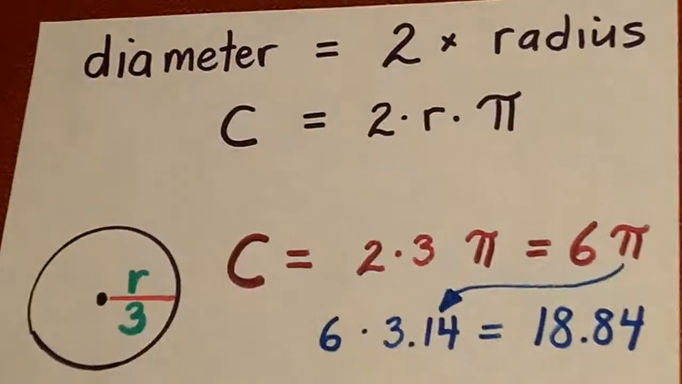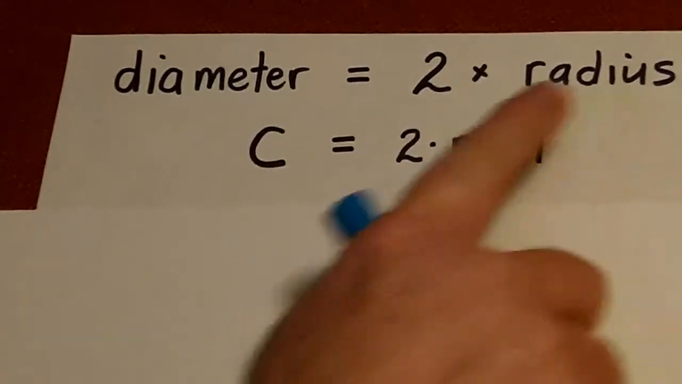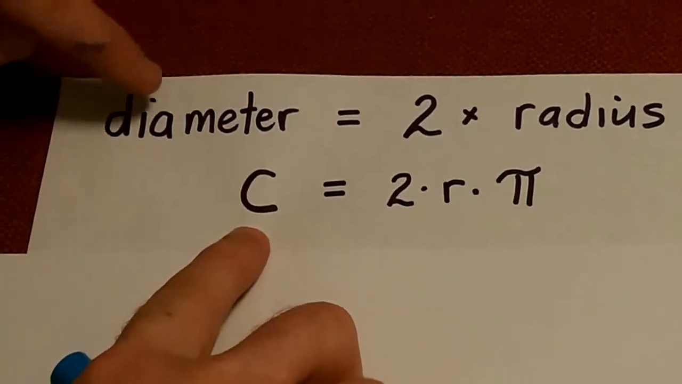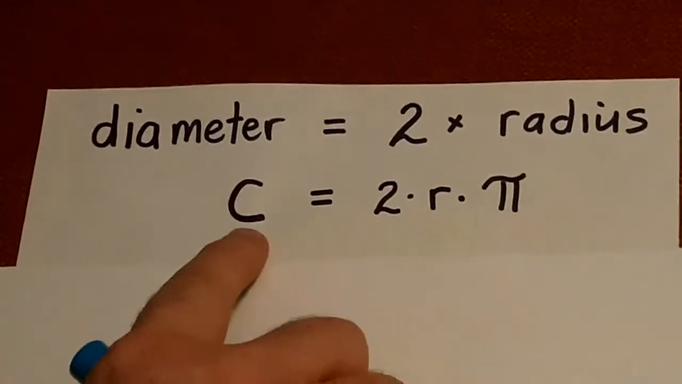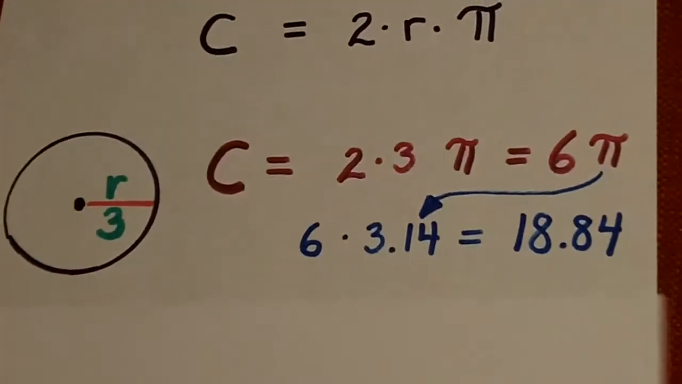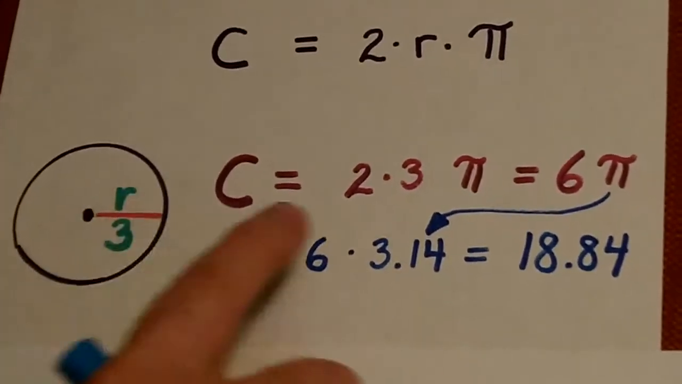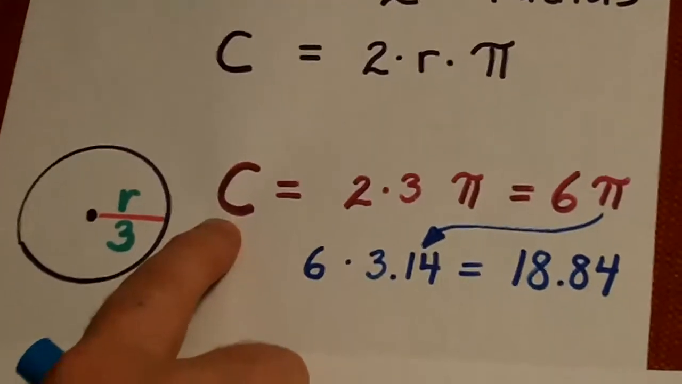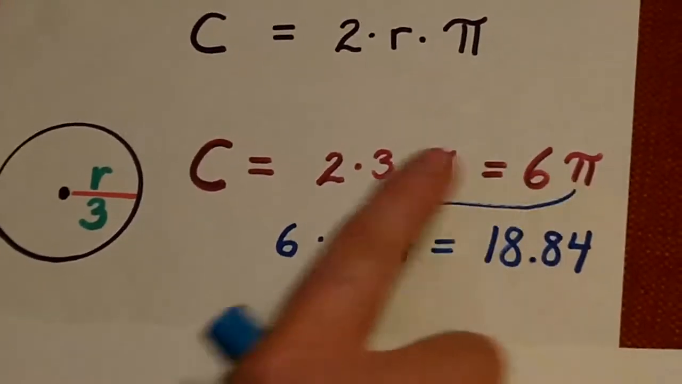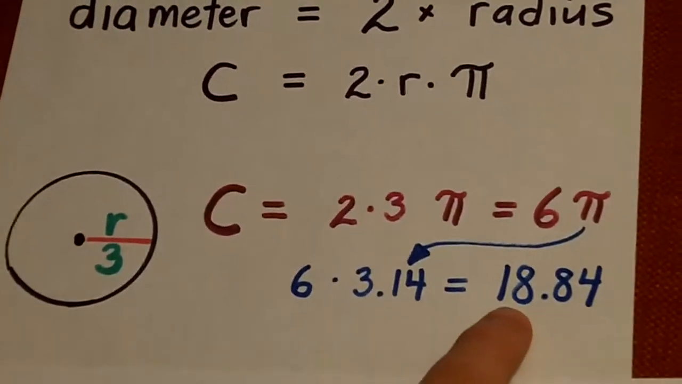So if we know that, let's try something like this. Diameter is equal to 2 times the radius. Now the circumference then, if a diameter is 2 times the radius, will equal 2 times the radius times pi. So let's go down to this problem right there. The radius is 3. So to get the diameter, we go 2 times 3 times pi. So our circumference in terms of pi is 6 pi. But if we want our circumference in terms of 3.14 decimal pi, it comes out to 18.84.